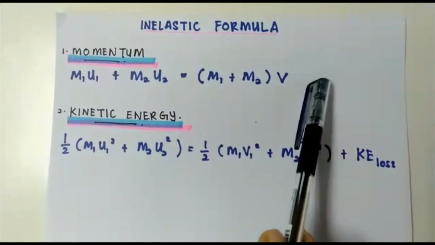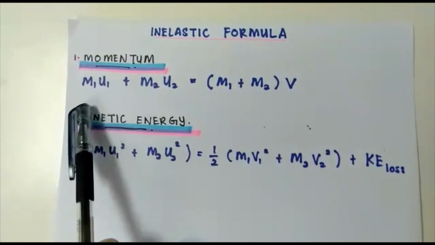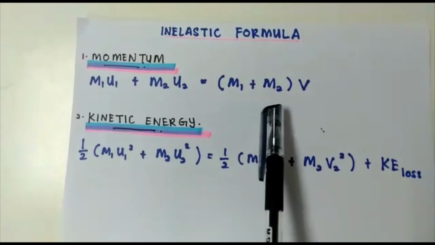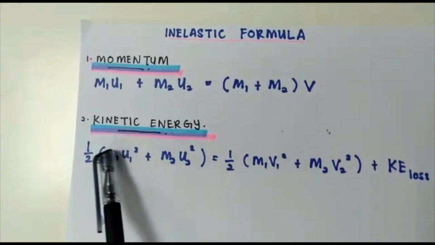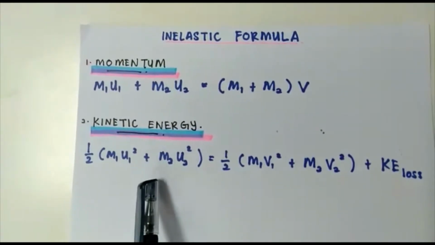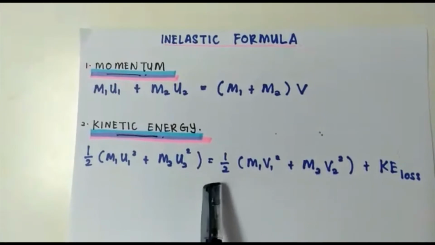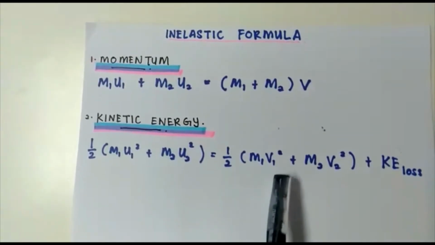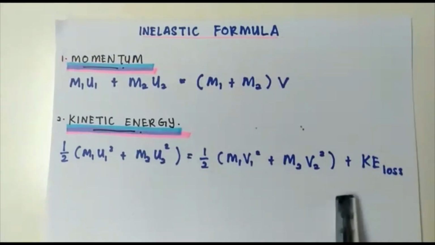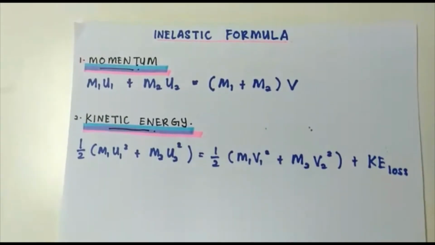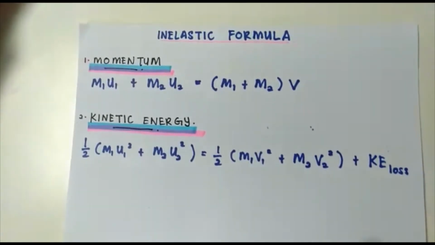An inelastic collision formula has two. First, momentum: m1u1 plus m2u2 equals m1 plus m2 times v. And another one is kinetic energy: 1 over 2 times m1 u1 square plus m2 u2 square equals 1 over 2 times m1 v1 square plus m2 v2 square plus KE kinetic loss. So to gain our knowledge, we have to do a practice.